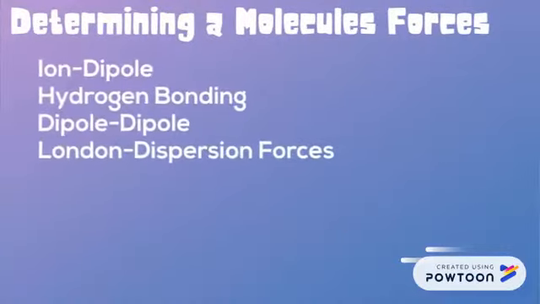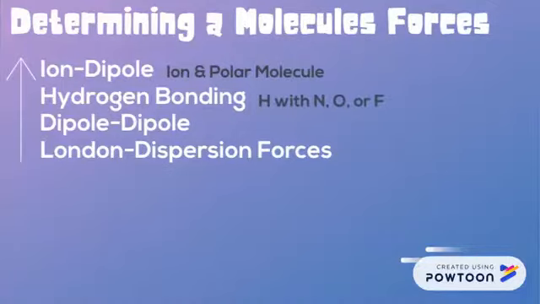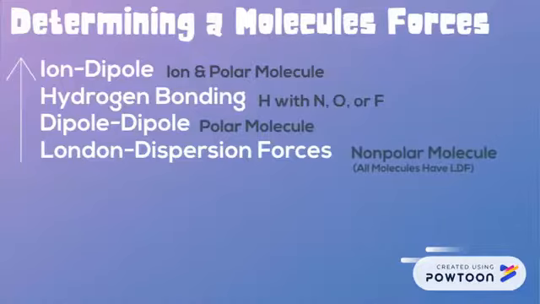How do we know what forces will occur between a molecule? If we have an ion in a polar molecule, we know it's ion-dipole. If we have a hydrogen bonded to a nitrogen, oxygen, or fluorine, we know it's hydrogen bonding. If our molecule is polar, dipole-dipole, and all molecules have London dispersion forces. But if our molecules are nonpolar, it will only have London dispersion forces.